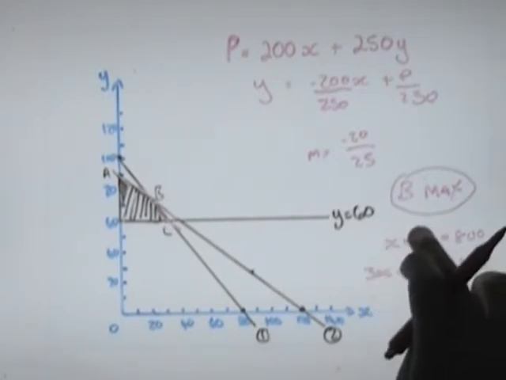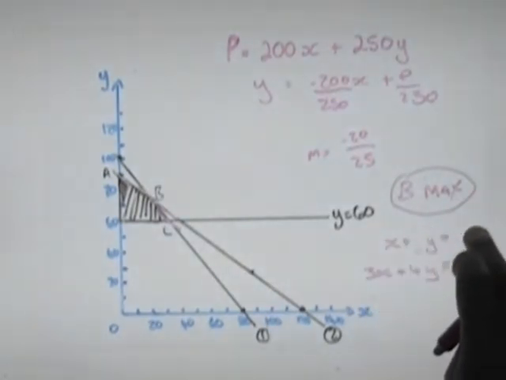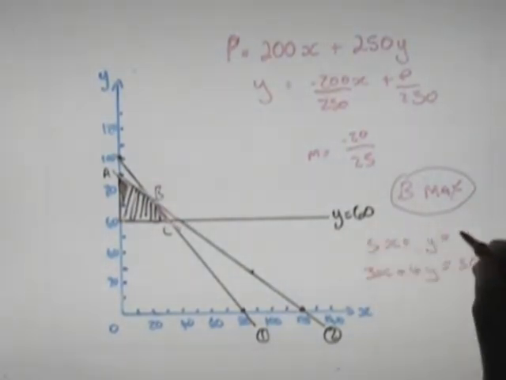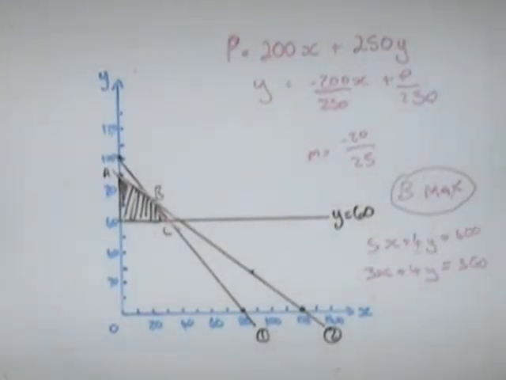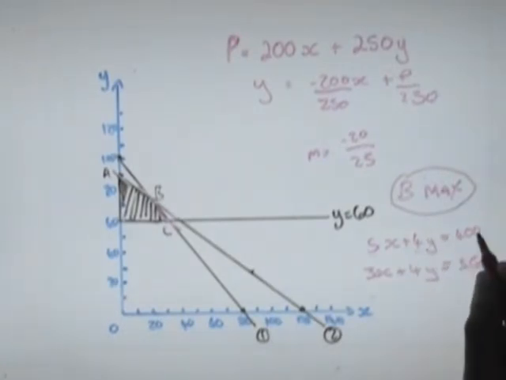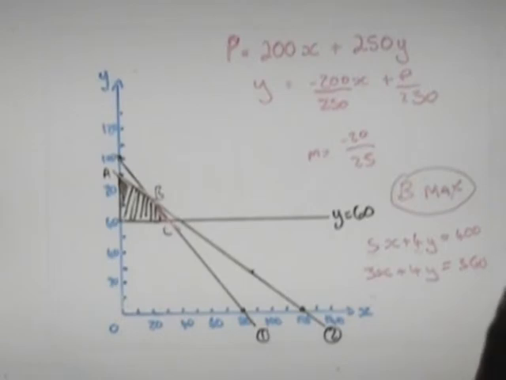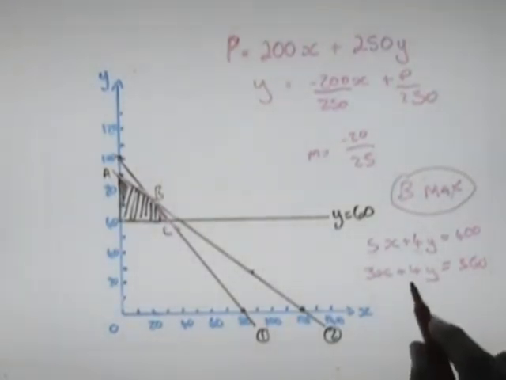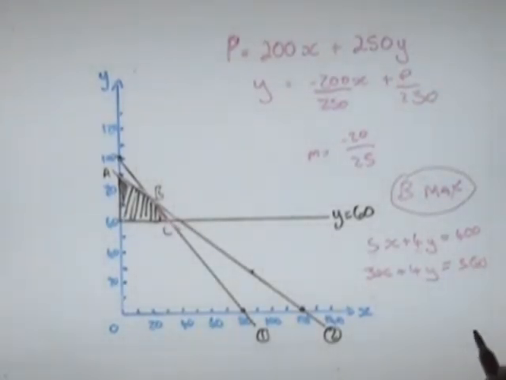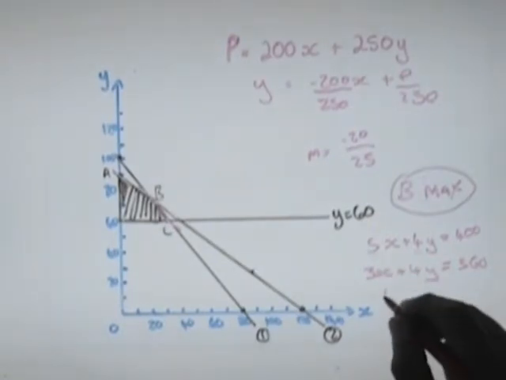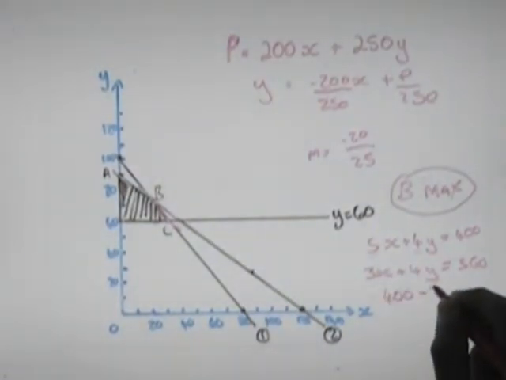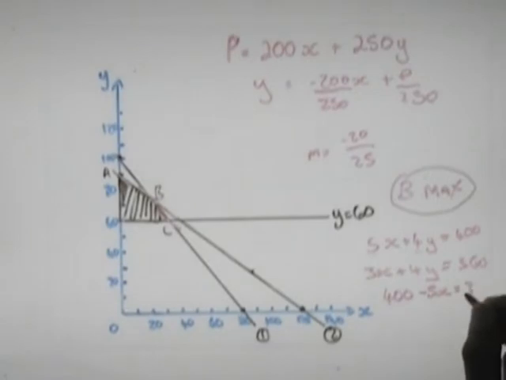Start by dividing that top equation by 2, which gives us 5x plus 4y is equal to 400. That means that here 4y is equal to 400 minus 5x, and here 4y is equal to 360 minus 3x. That means that 400 minus 5x is equal to 360 minus 3x.